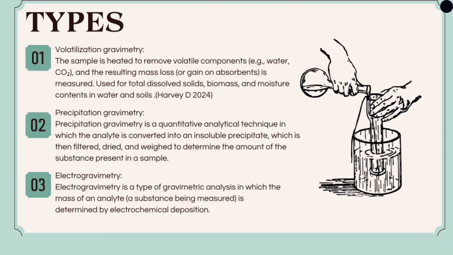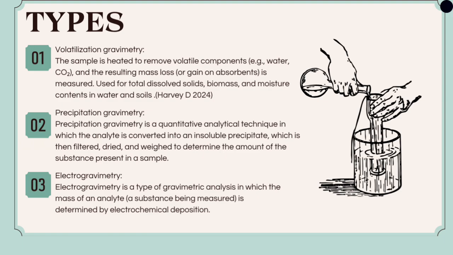Second one is precipitation gravimetry. This is a quantitative method where the analyte is converted into a solid precipitate. The precipitate is then filtered, dried, and weighed to find out how much of the analyte is present in the original sample. This method is very accurate and widely used in laboratories.